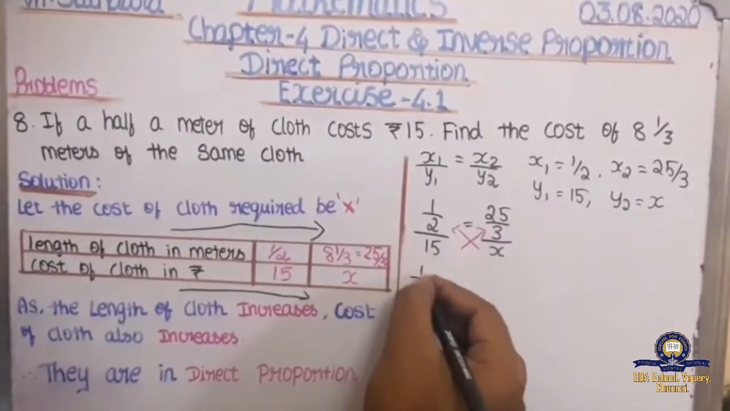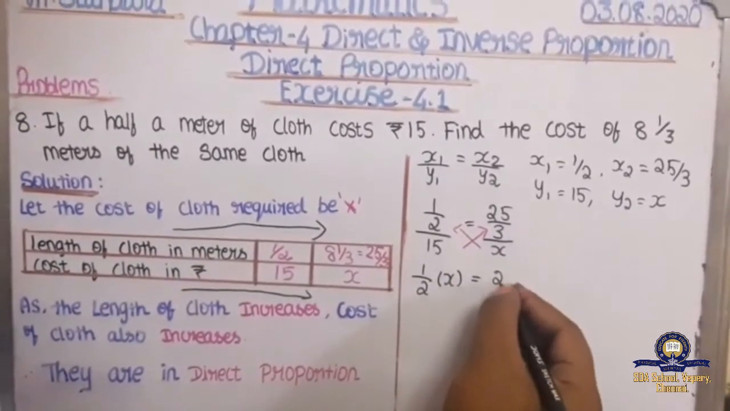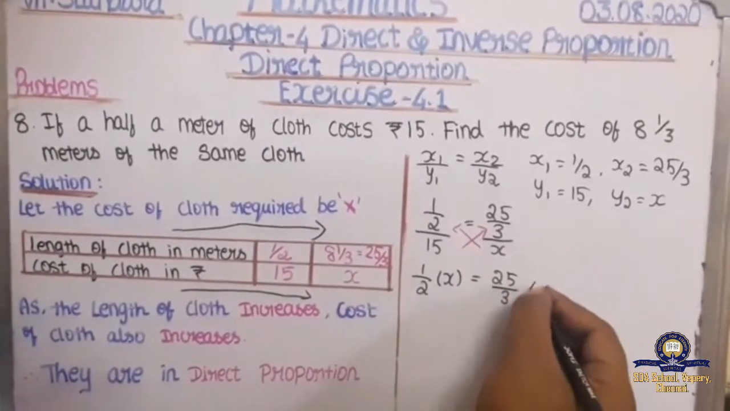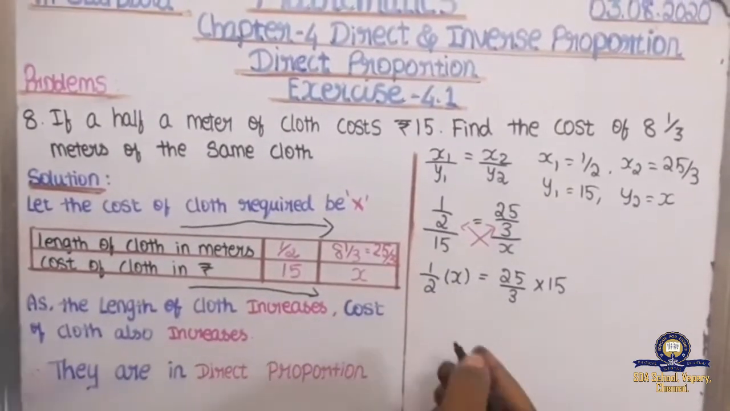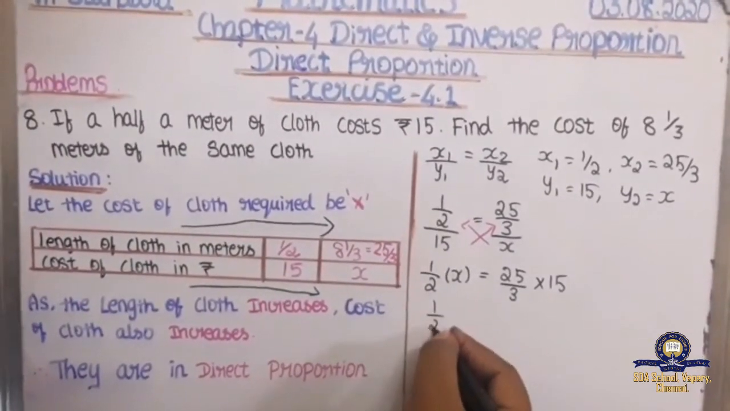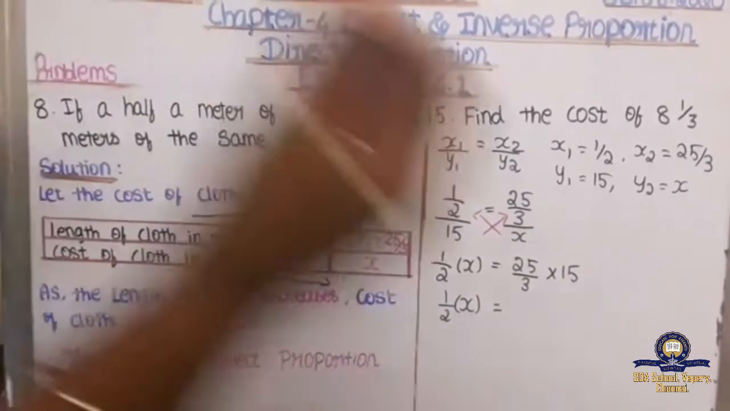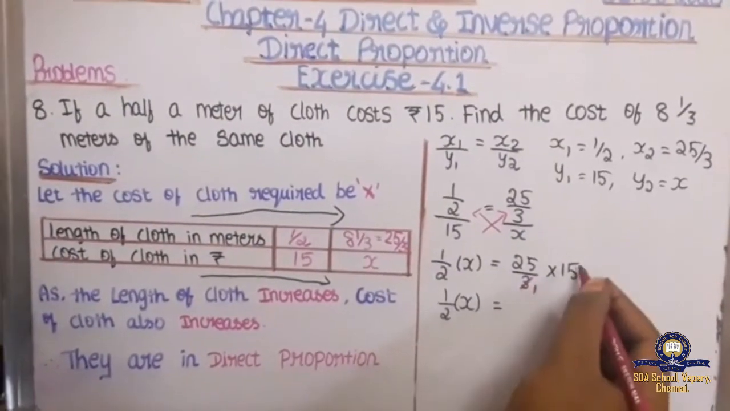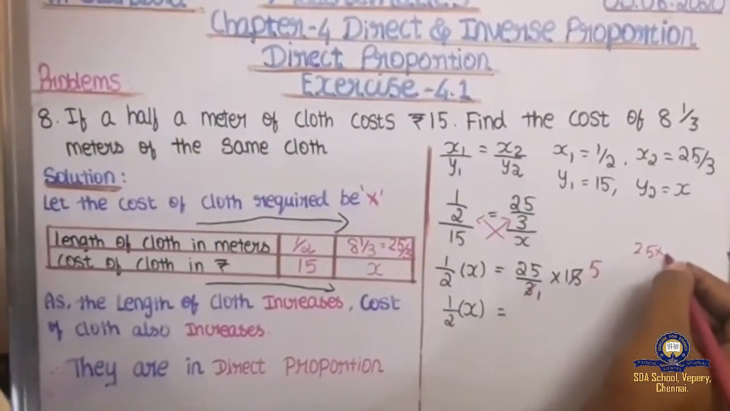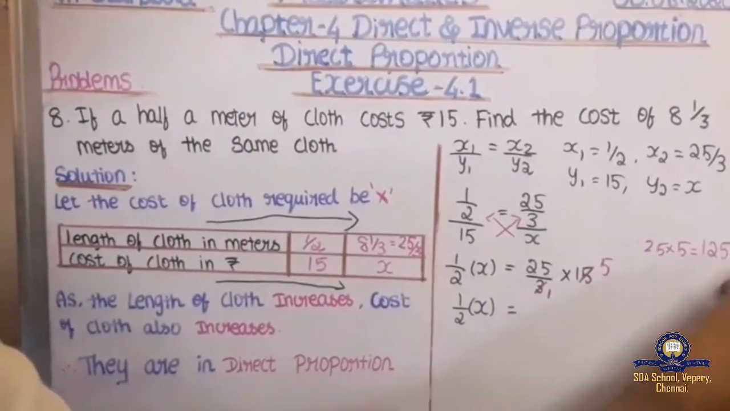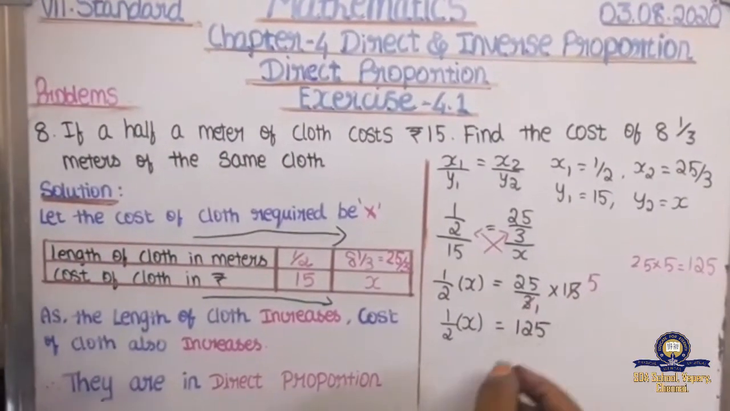So 1 by 2 into x, 1 by 2x is equal to 25 by 3 into 15. Now here we need to find the x value. Before that, we just simplify the value. 1 by 2 into x is equal to, here we cancel, 1 3 is 3 and 5 3s are 15. Now 25 into 5 is equal to 125. Therefore, we get 1 by 2 into x is equal to 125.